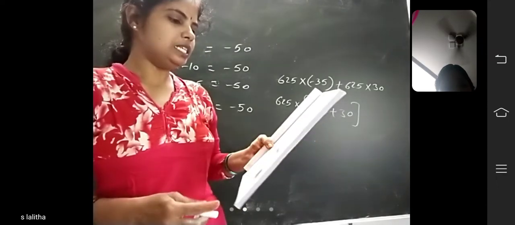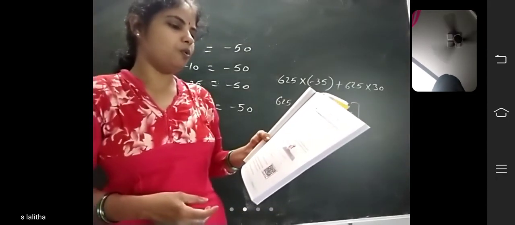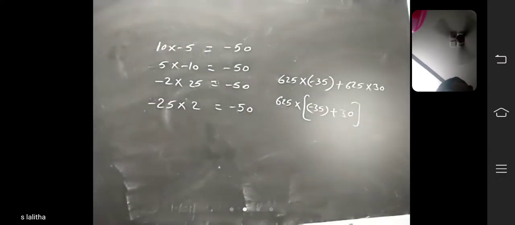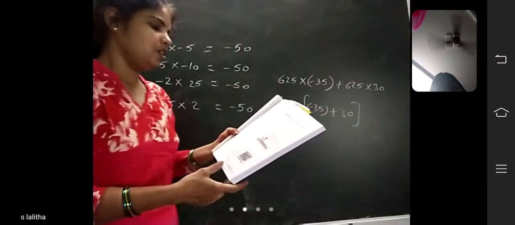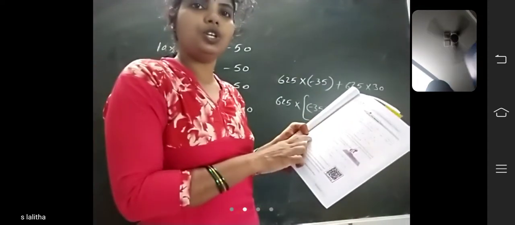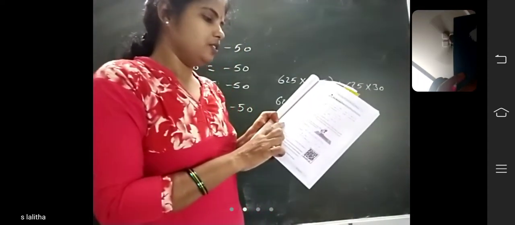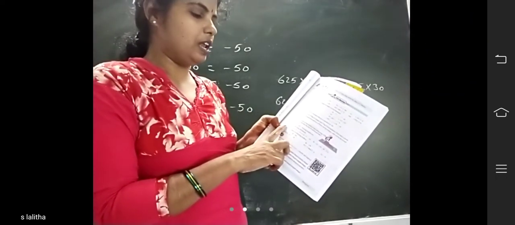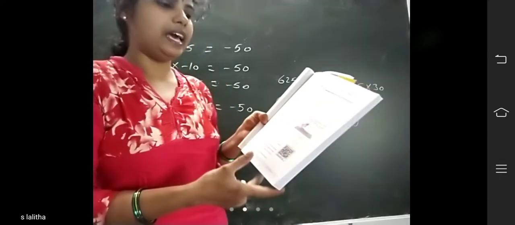Next, seventh question, simplify the following using BODMAS rule. So using the BODMAS rule, you can do the sums, children. 12 minus 36 divided by 3. So which operation you should do first? Division. So 12 minus 36 divided by 3, how much? 12. 12 minus 12, 0 you will get. Like that you should do.